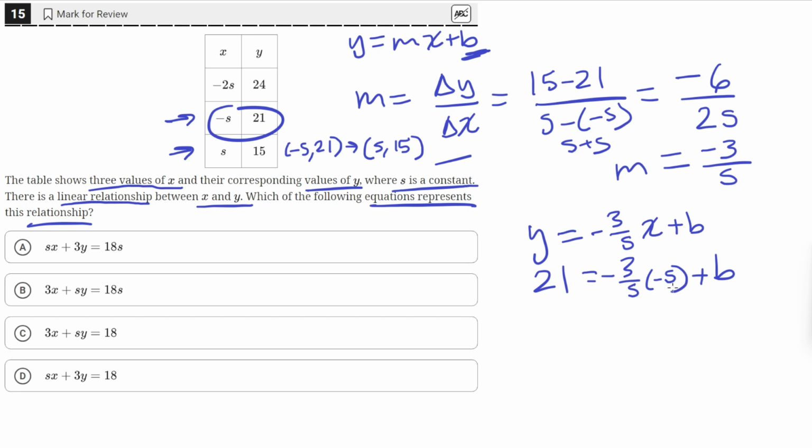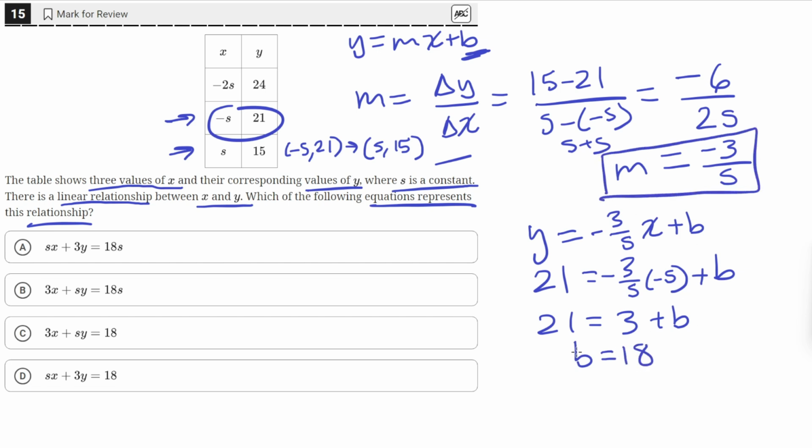And so now we can solve for the value of b. So the s and the negative s here, they cancel out. So we'll have 21 equals just negative 3, and then the negative times the negative 3, we'll just have a positive 3. Then we'll have b. So then we can subtract 3 from both sides to get b equals 21 minus 3, which is equal to 18. So now we have the value of the slope, and we have the value of b.